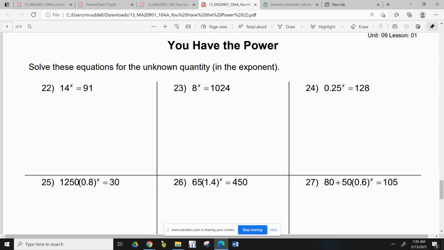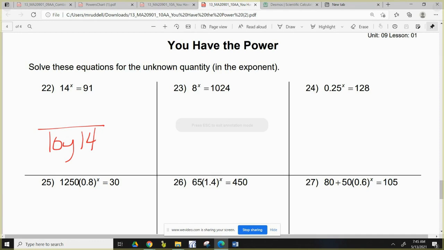So what are you going to do? Remember, the base goes in the bottom. So for example, this log 14 goes in the bottom. Log 91 goes on the top. Use your calculator, get the decimal. So that one turns out to be 1.7.